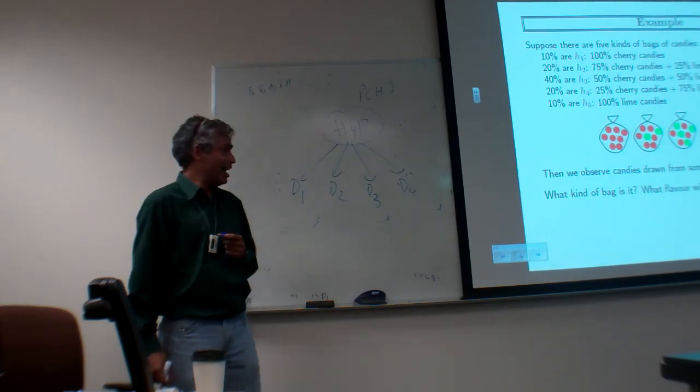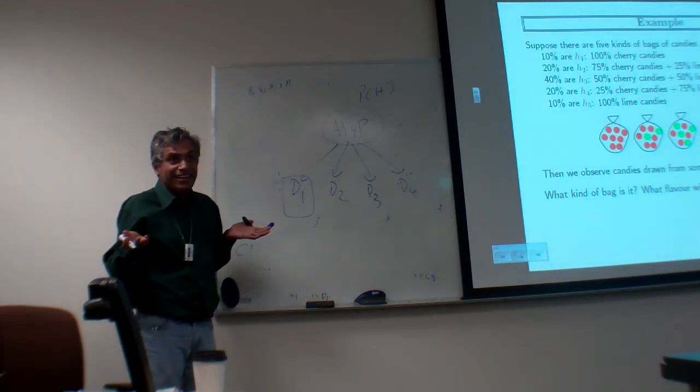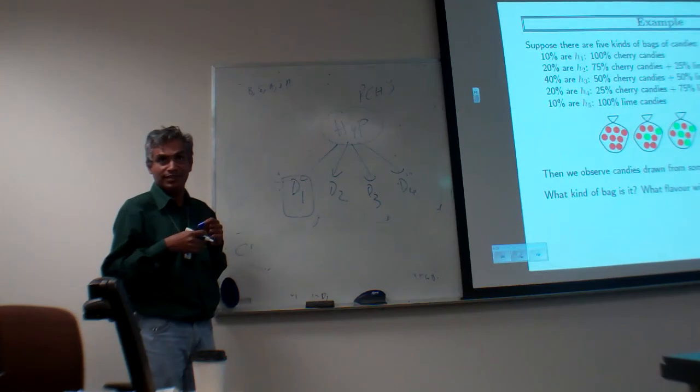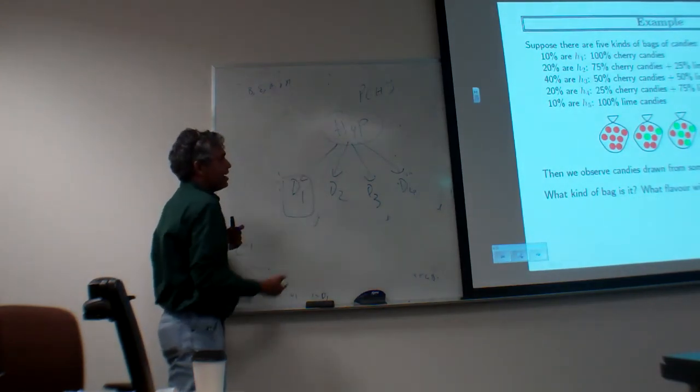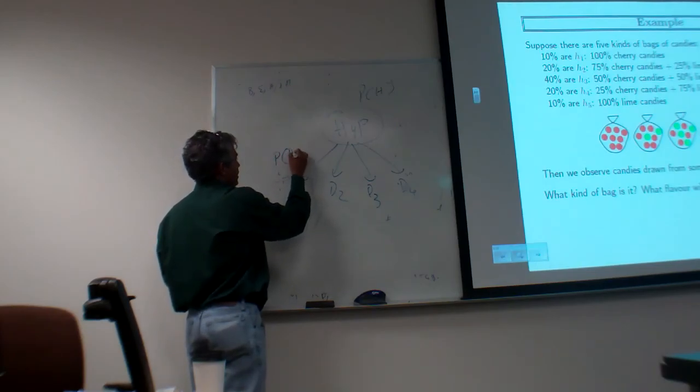Now, what candies can there be? D1 is a candy, right? It's either going to be cherry or lime. Now if this is a Bayes network, what kind of probabilities do I need to know here? I need P of D given H.